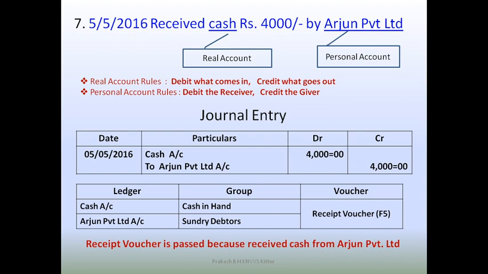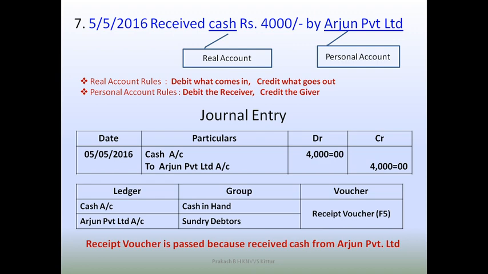And the personal account, Arjun Private Limited, is a personal account. The rule says debit the receiver, credit the giver. The giver is Arjun Private Limited. Arjun Private Limited gave the money to the company. They paid the amount to the company, hence it comes under the credit side.